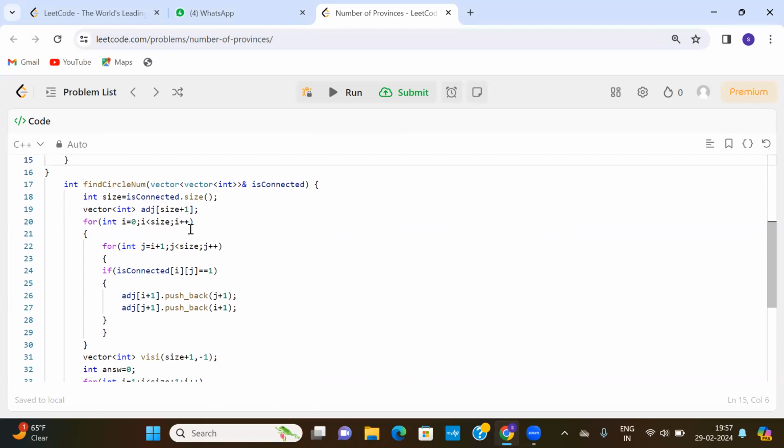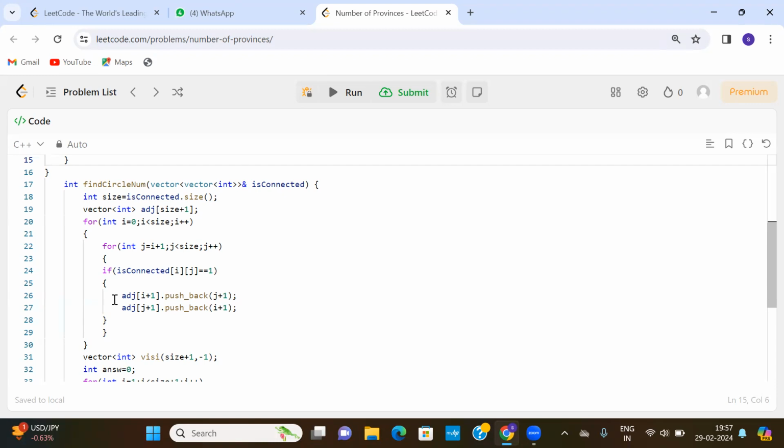For int i equal to 0, i less than size, i plus plus. For int j equals to i plus 1, j less than size, j plus plus. We are checking if isConnected at the index of i at the index of j double equals to 1. If isConnected[i][j] == 1, it means that i and j are connected to each other. And they are connected to each other, the connection is undirected. It means i is also connected to j and j is also connected to i.